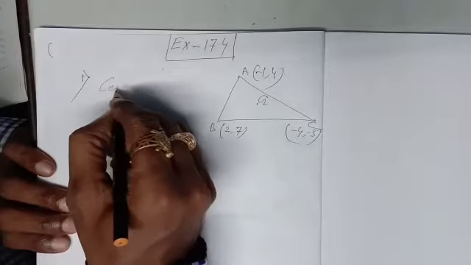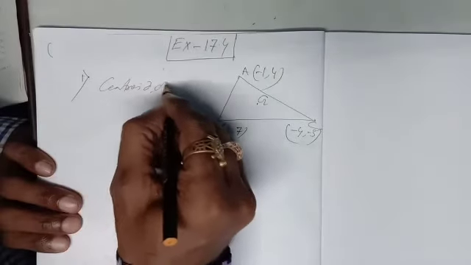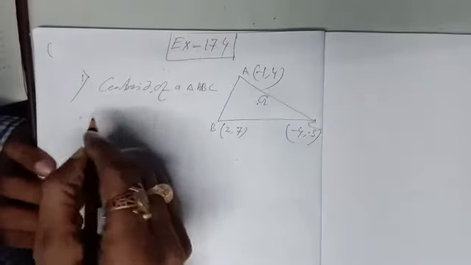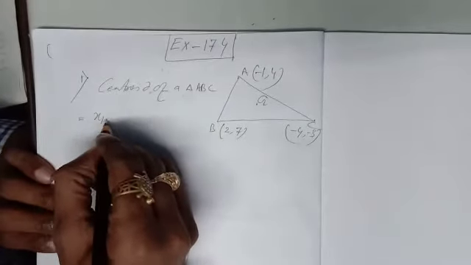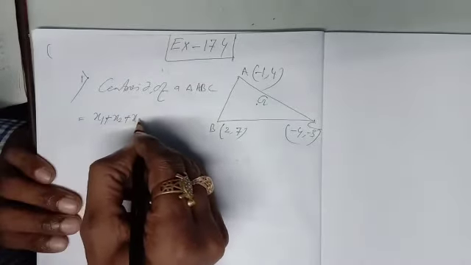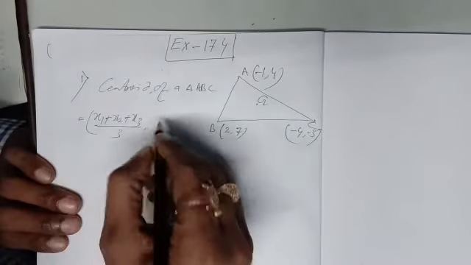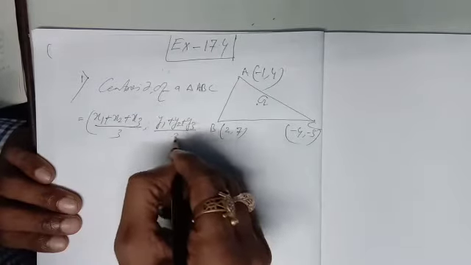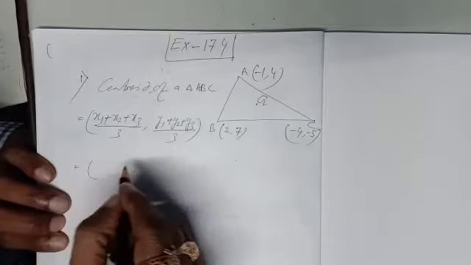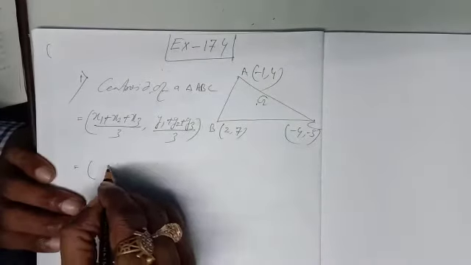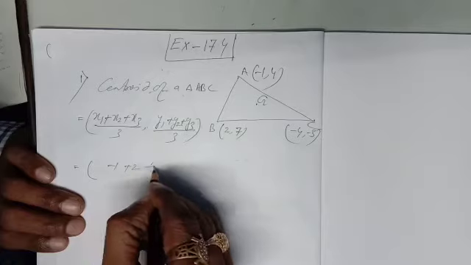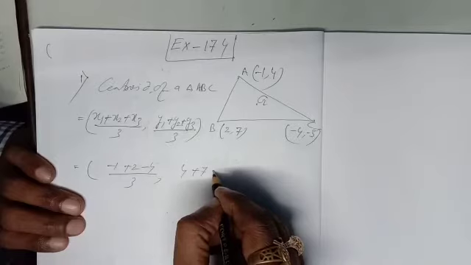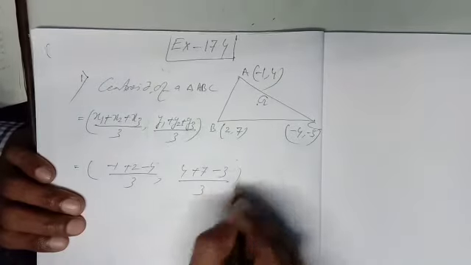As you know, for the centroid of triangle ABC, the formula I have already told before is the sum of x coordinates by 3, and the same process, the sum of y coordinates by 3. Now add all the x coordinates: -1 plus 2 minus 4 by 3, and for the y coordinates, 4 plus 7 minus 3 by 3.